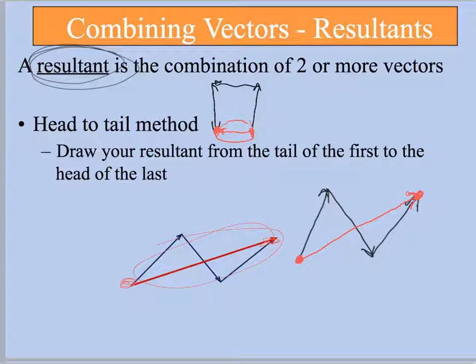Well, what if I had, say, a vector there, a vector there, and a vector there? Well, now where I started and where I finished are the same position. So there is no resultant. It's zero, because the tail of the first vector and the head of the last vector are all in the same place. No resultant.